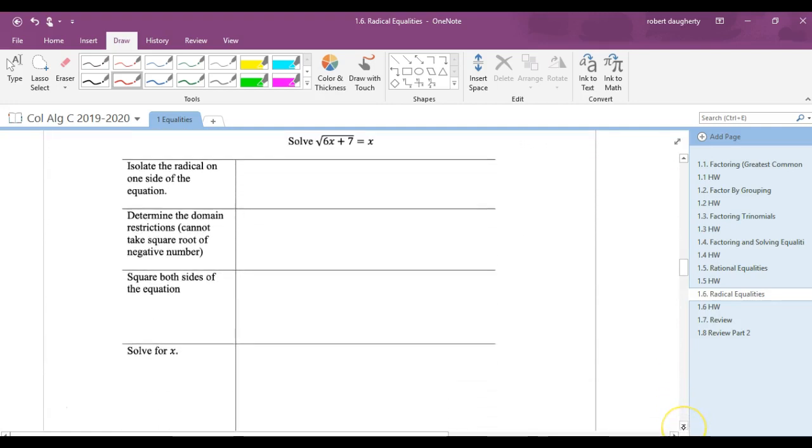Now, we get into a problem that's a little bit harder here. We're going to do the same process, though. I want to make sure that the square root is by itself.